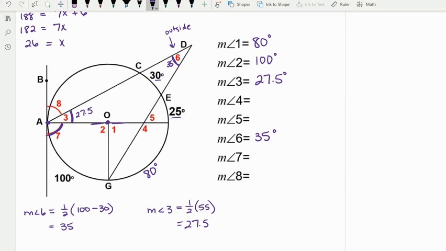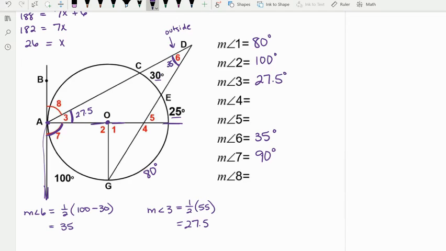Now this one is one where we've got a chord and then a tangent, but remember the rule is still there. The measure of that angle is half of its intercepted arc. So if I'm going from there to there, that's actually 180 degrees. So angle 7 would be 90 degrees. It's half of that intercepted arc.